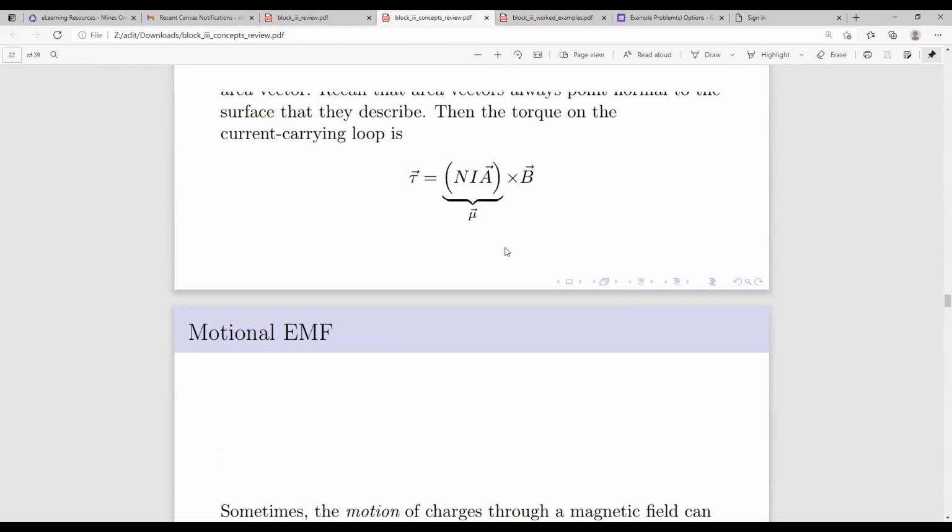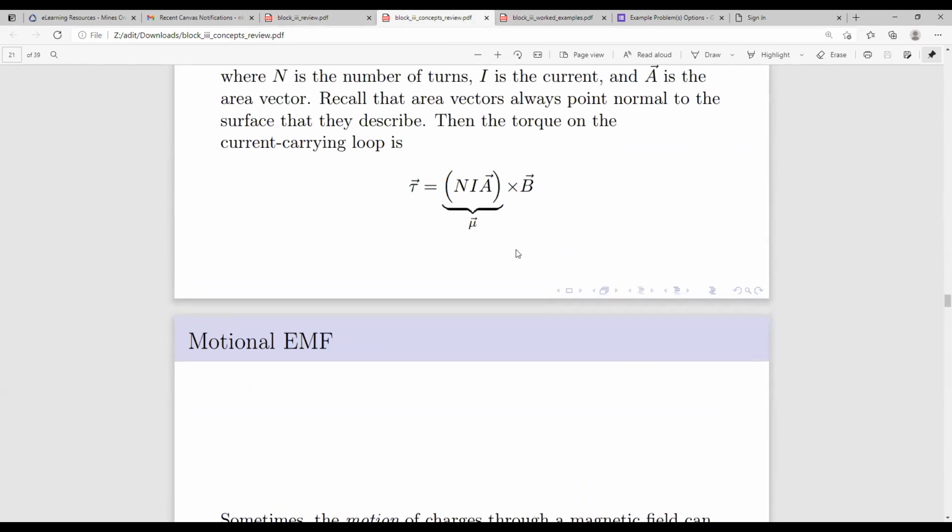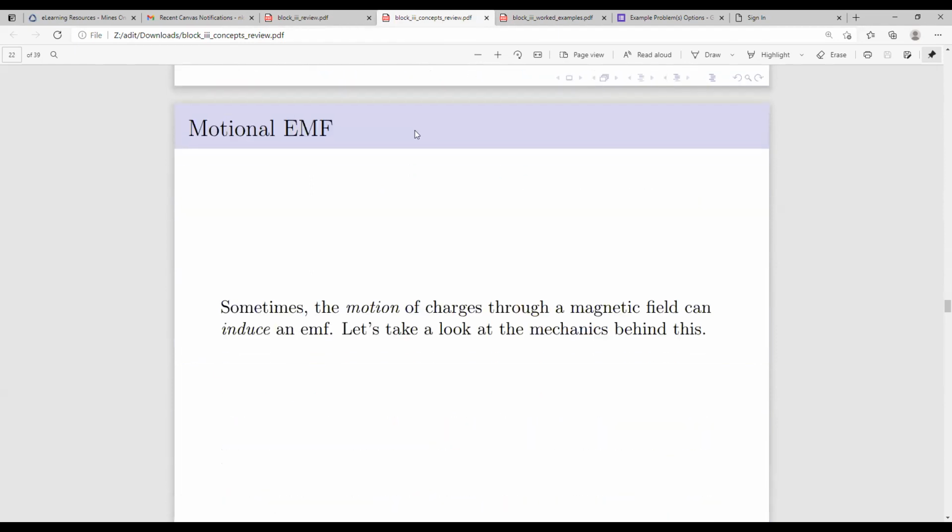Okay, so motional EMF is where block 3 gets really interesting, in my opinion. It's where, rather than just electric fields or magnetic fields existing in space, where maybe we can tell where they come from through Gauss's law or Ampere's law, it's a way to generate one from another. It's a way to get an interplay between electric and magnetic fields.